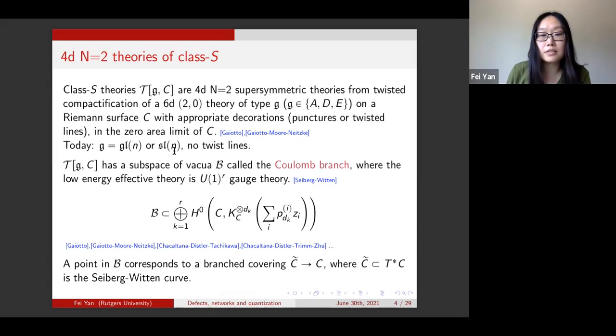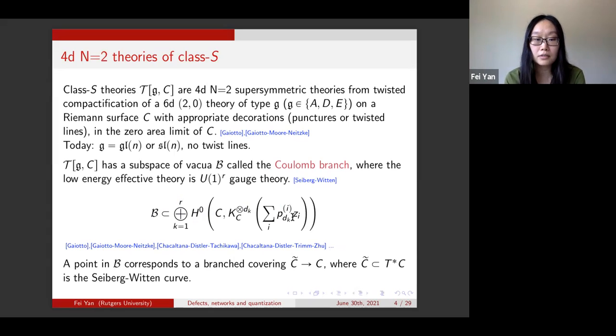The class S theory has a subspace of vacua called the Coulomb branch, where the low energy effective theory is some abelian gauge theory. And this Coulomb branch could be parametrized by meromorphic differentials on C of varying degrees with prescribed pole structures at the locations of the punctures.